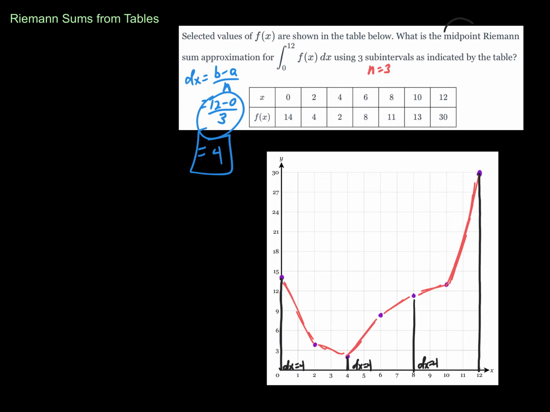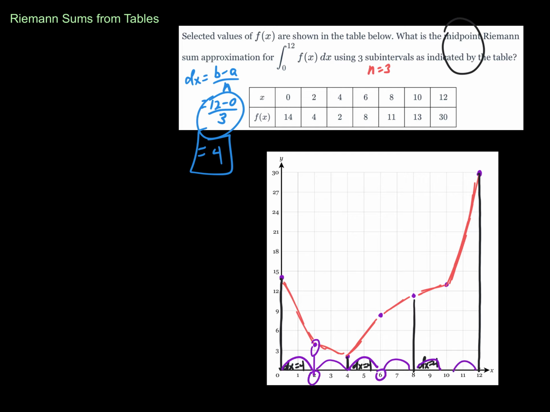But since we're asked for a midpoint, conveniently, look at that. They gave us the values that we need, because for this midpoint, if it's 4, you want to go 2 this way and 2 that way, you're in the middle. If you go 2 this way and 2 this way, you're in the middle.